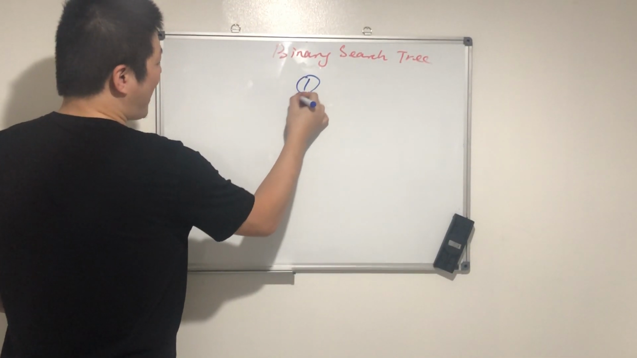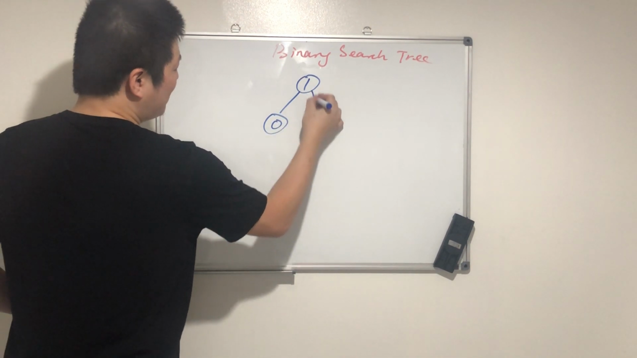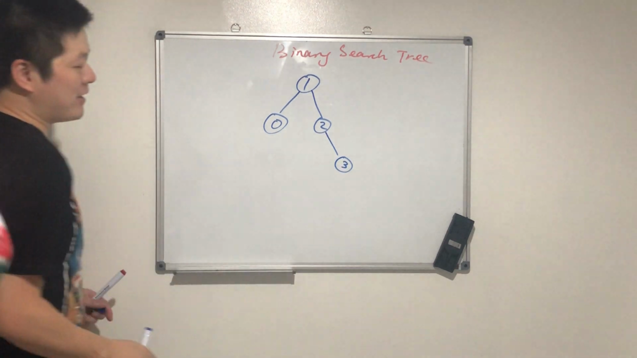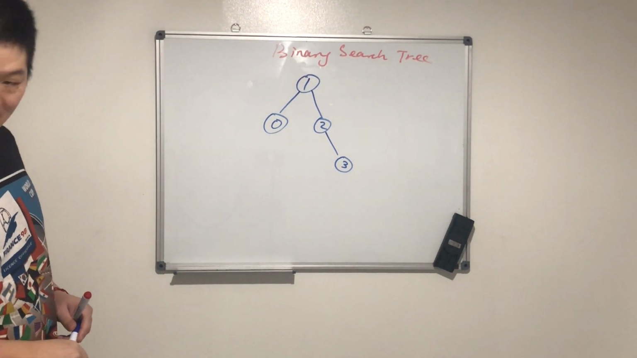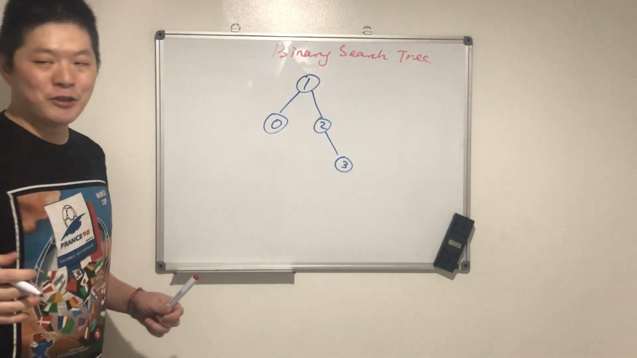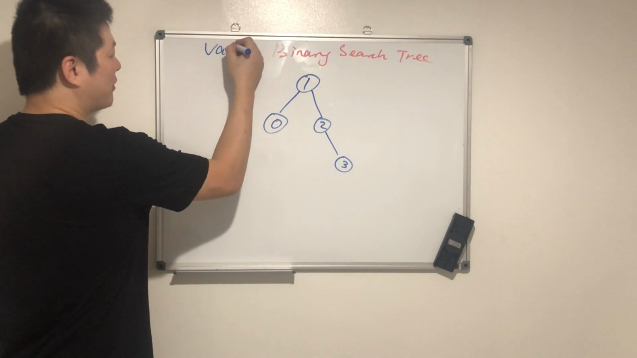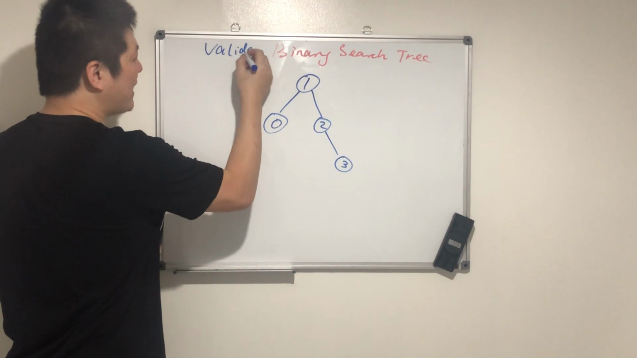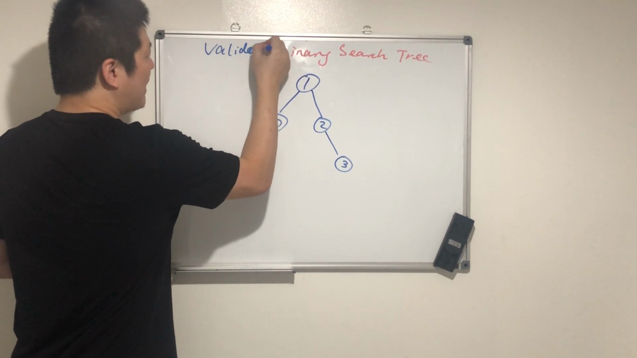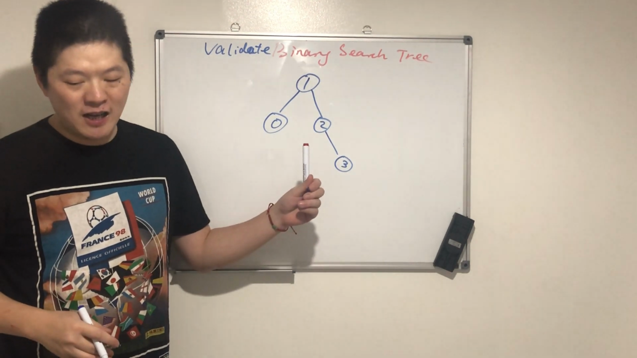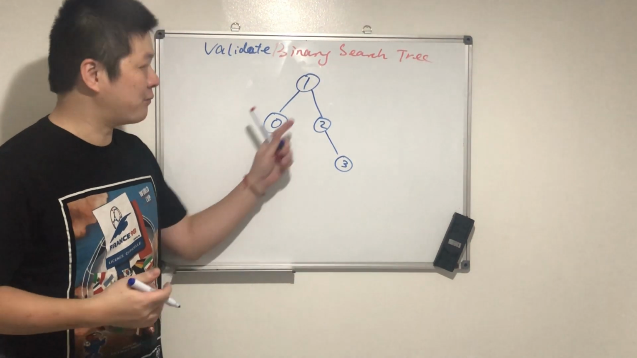Okay, so the top number is the root. Is this the binary search tree? Yes. So today our job is to validate a tree, if it's a binary search tree. So we call it validate binary search tree. So given a tree, we have to check if it's a valid binary search tree.